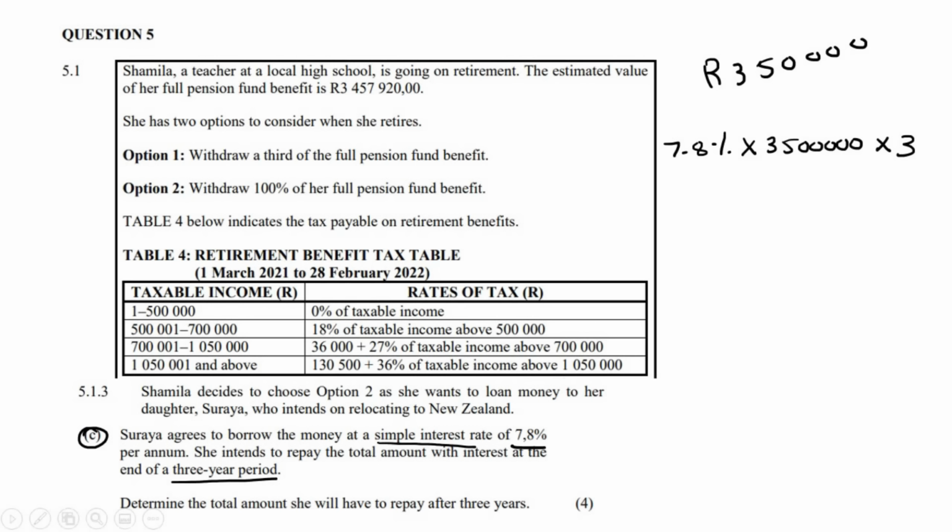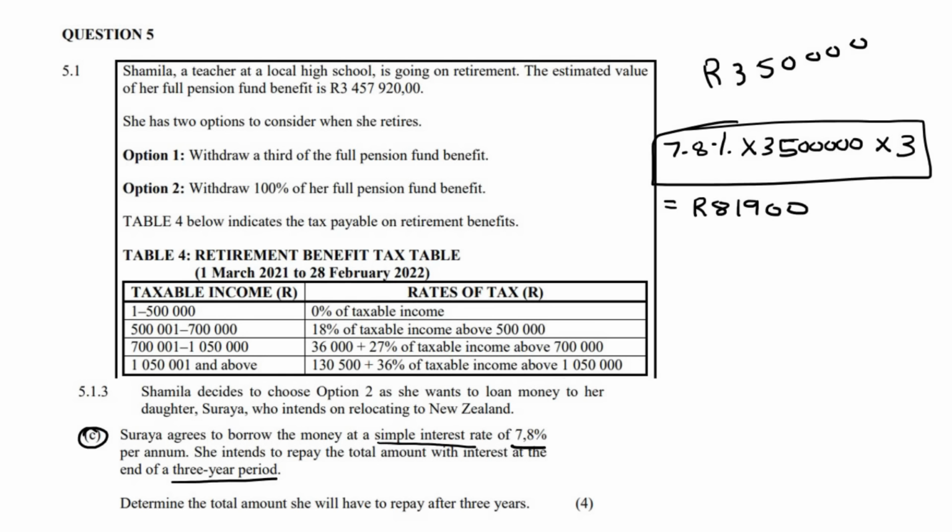If the question said compound interest, then you would have to do the long calculation where you would have to first work out for 1 year, and then you would get the new amount, and then you would have to do the second year, get the new amount, do the third year, and so on, okay? But when it's simple interest, you can just do everything in one big step. Make sure you understand the difference between compound and simple. So if we work this out, you're going to end up with 81,900. So that is the extra interest that she's going to have to pay her mom.